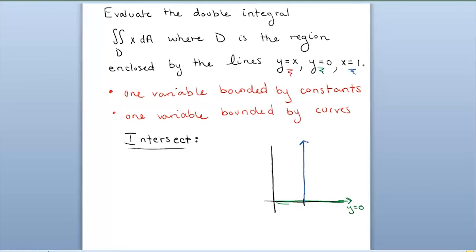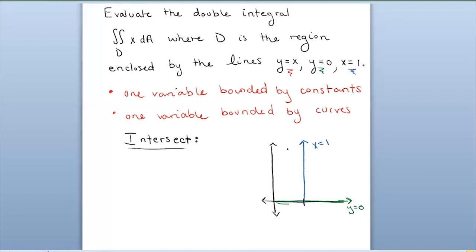I'm cheating a little bit because I already kind of know what it looks like by keeping this all in the positive. But of course, the line x equals 1 extends all the way down as well. And the line y equals 0 extends to the left, but I'm just going to keep it this way. Okay, so here's just the start of my sketch.